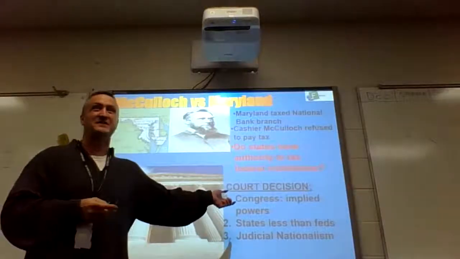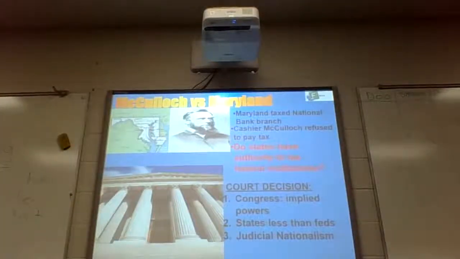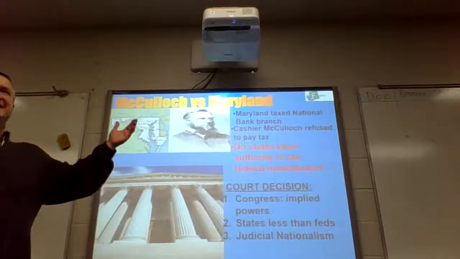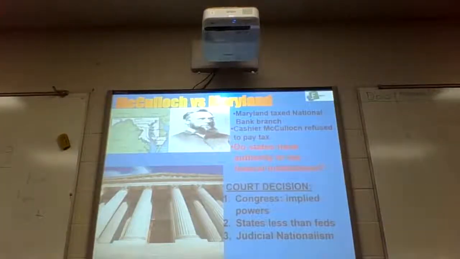The Supreme Court is basically saying that the federal government can do more than this document says, based on the Elastic Clause, including creation of a national bank. So in essence, the first thing the court did was say, yes, the national bank has the right to exist. Part two, states are less than the feds. In other words, no, Maryland, you cannot tax the national bank. Sorry, you're second. States are under the federal government.